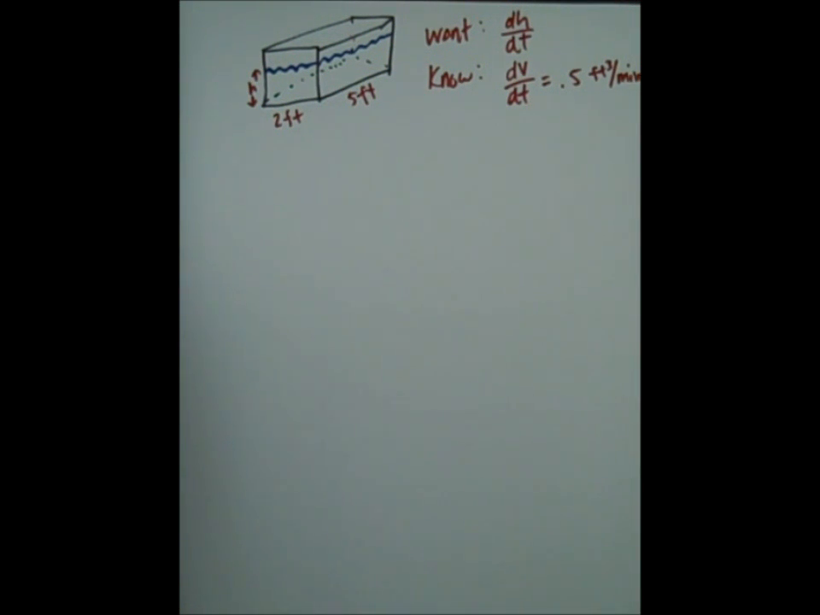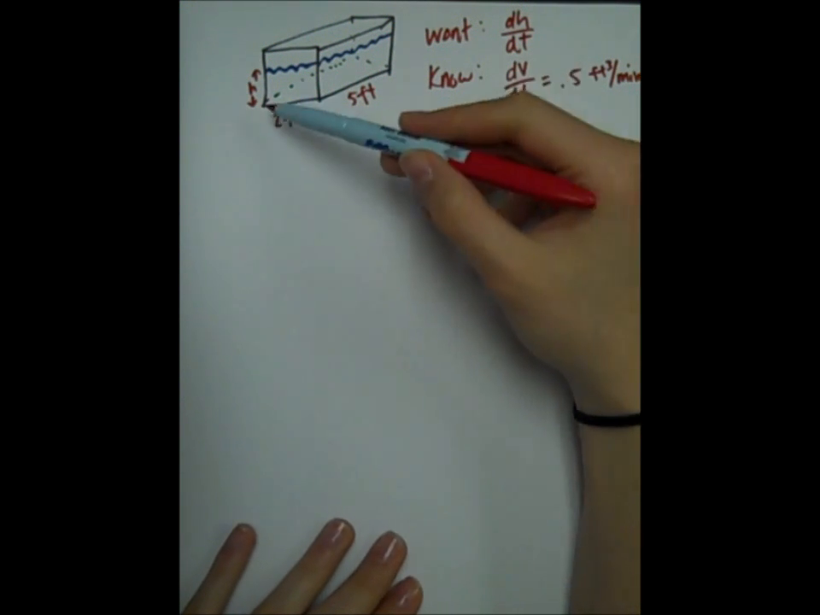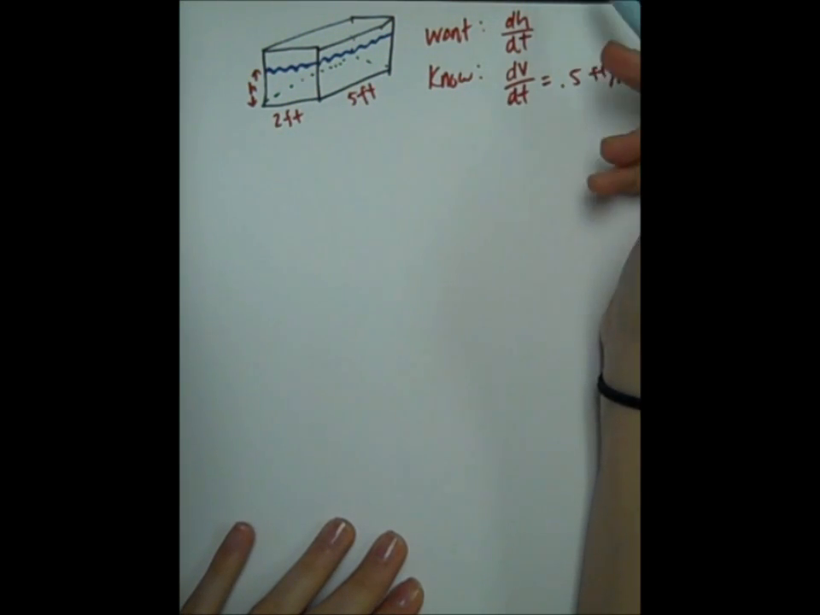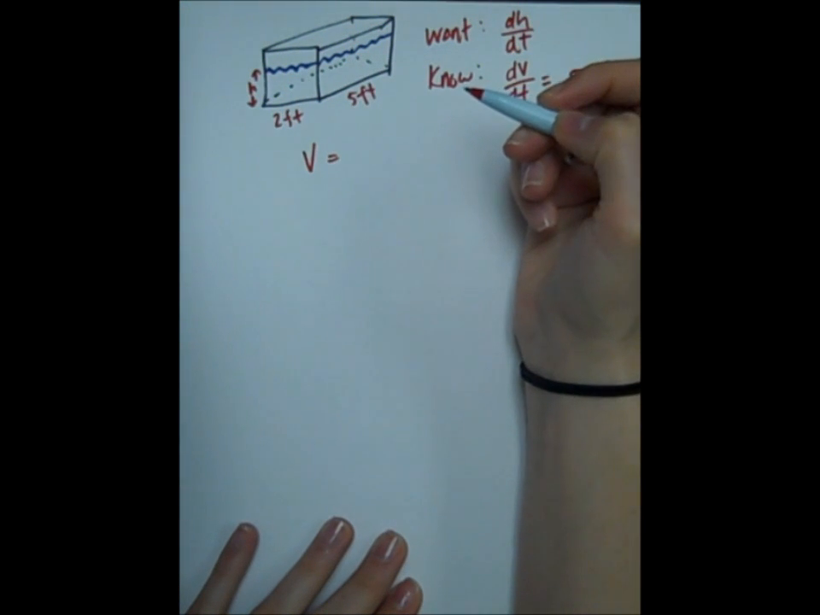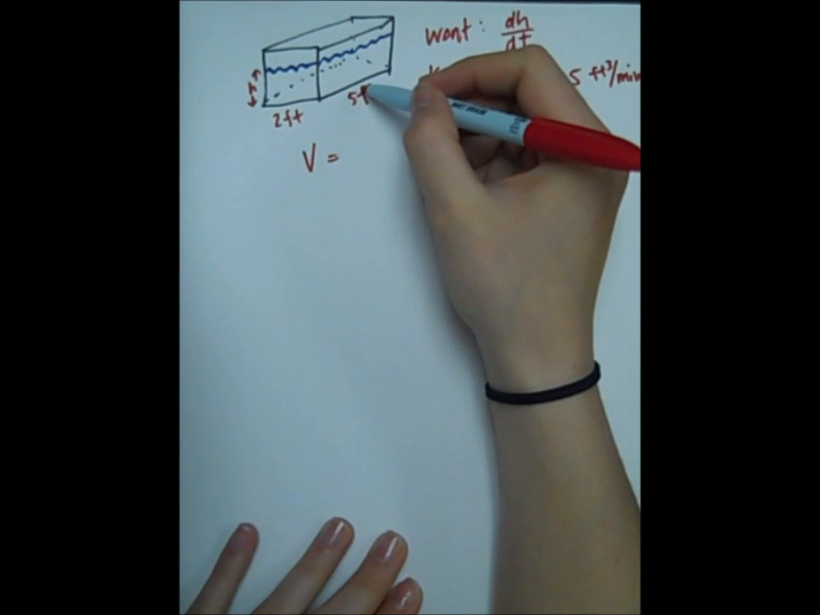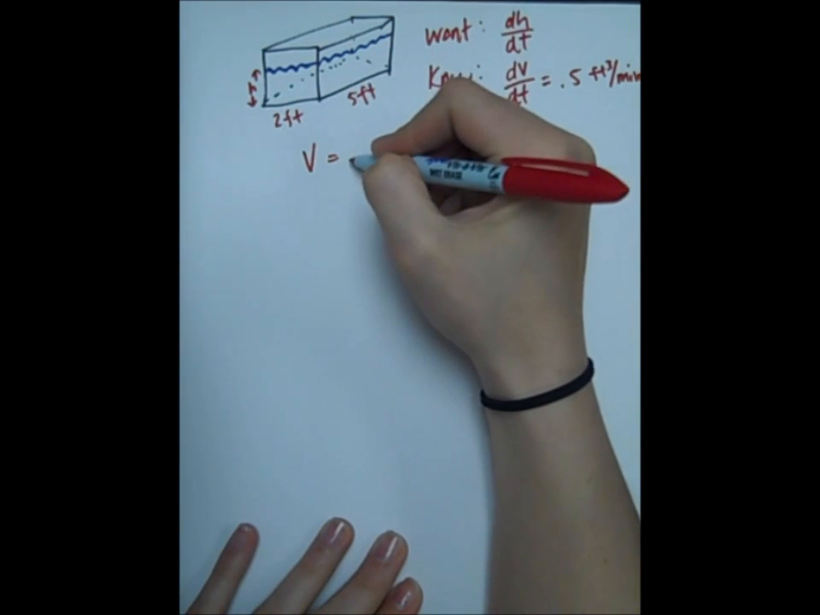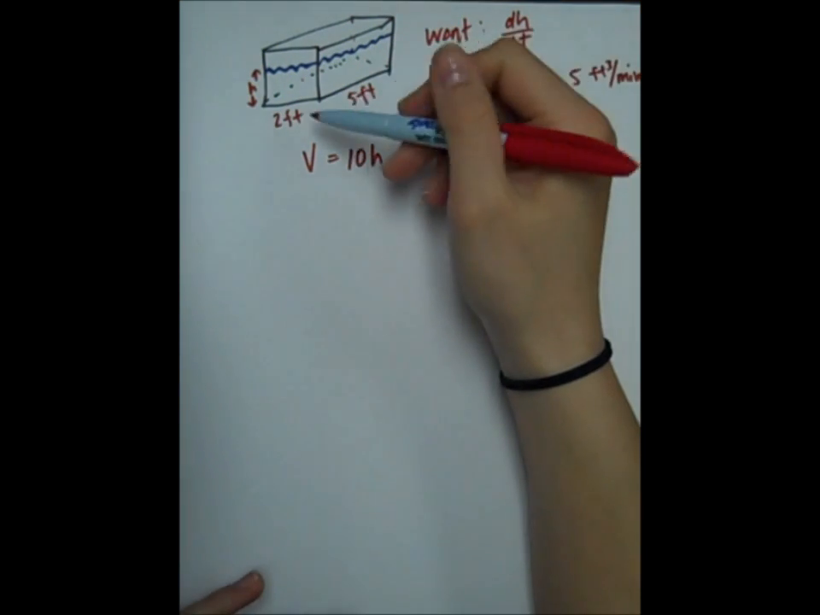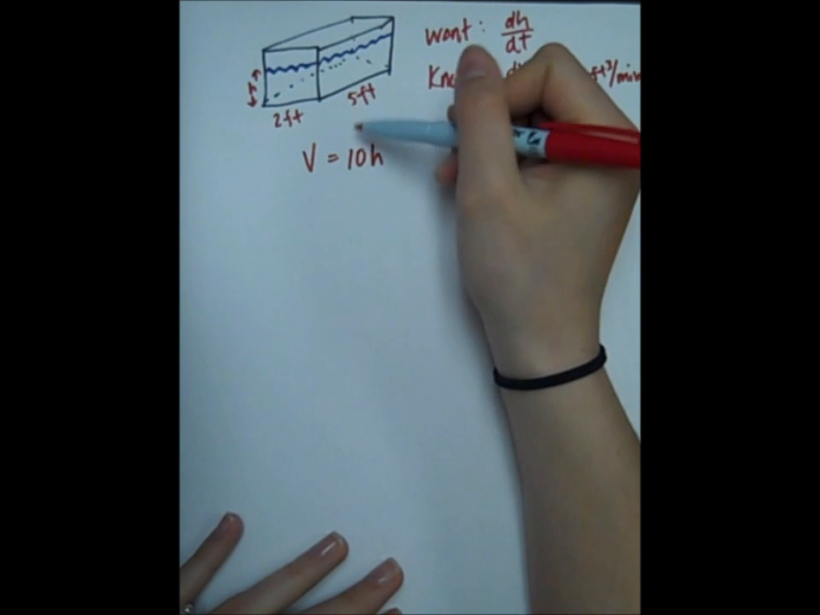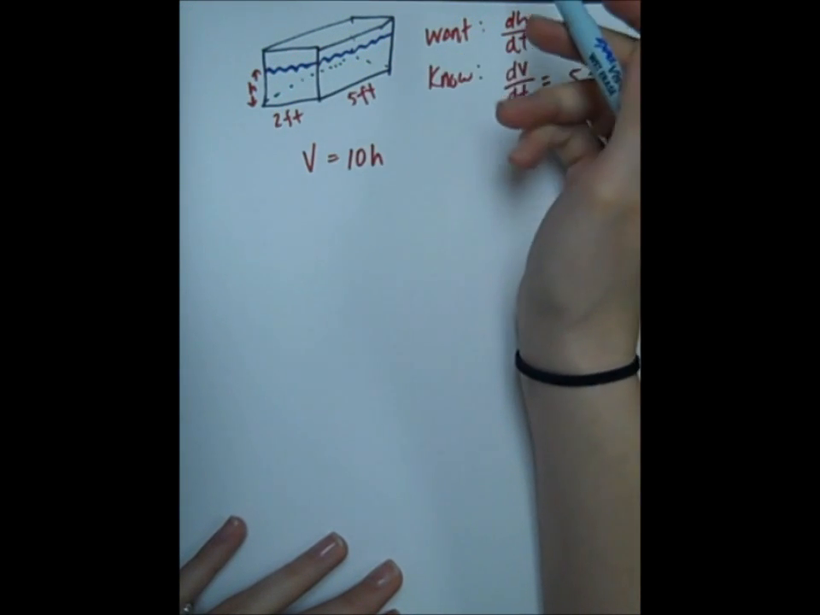So I wrote down what I want, I wrote down what I know. Next, is there some sort of equation that relates these things? So is there some sort of equation that's relating volume and the height of the water? What can we think of here? Well, how about the volume is equal to base times height. So the base has area 10, the height is h. So I know that the volume of water is 2 times 5, which is 10, times the height, so 10h.